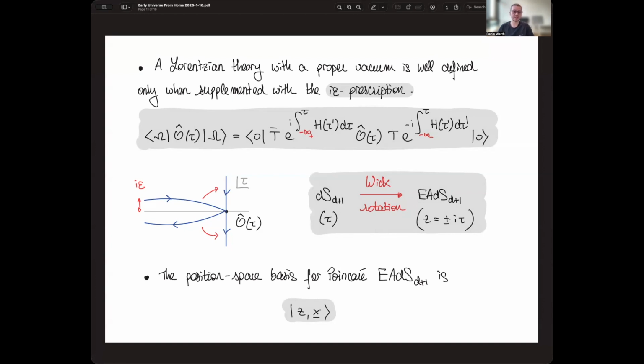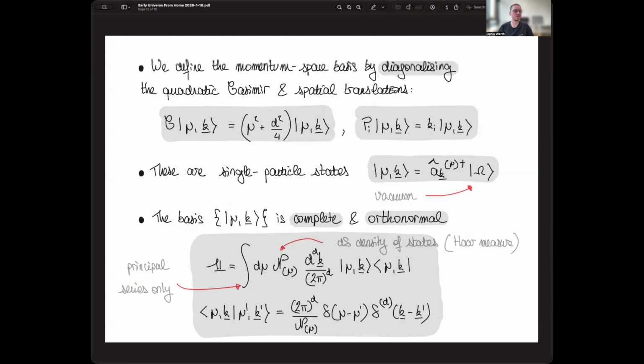So the position space basis for Poincaré Euclidean AdS is therefore given by z, the time component, and spatial coordinates x. We now want to follow the same strategy as for the circle. So we diagonalize a maximal set of commuting operators, here the quadratic Casimir, C, and spatial translations. This defines basis elements labeled by μ and spatial momentum k. These states correspond to single particle states obtained by acting with creation operators on the vacuum. Naturally, as for the circle, the basis |μ, k⟩ is complete and orthonormal.